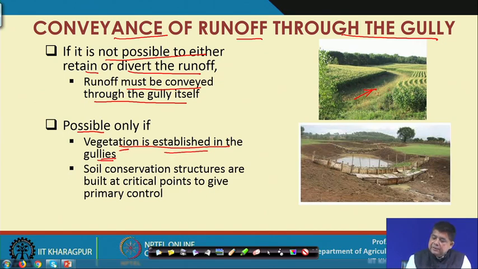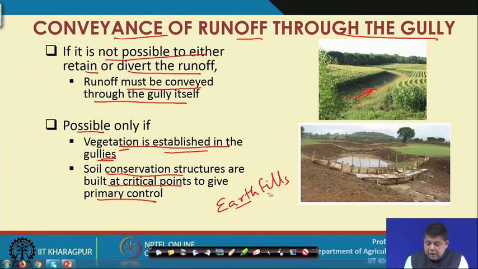If the gully bed and sides are completely covered with vegetation, then the gully is converted mostly into a vegetated waterway, and if the flow takes place, it will not cause erosion. The only thing we have to see is that the flow is allowed to take place at a non-erosive velocity. Another possibility is that soil conservation structures are built at critical points to give primary control. Along with vegetation, we can also go for soil conservation structures like dams, or earth fills, which we discussed just earlier.